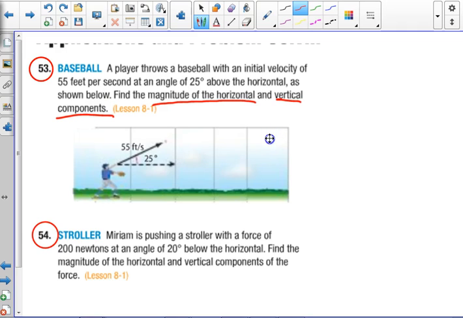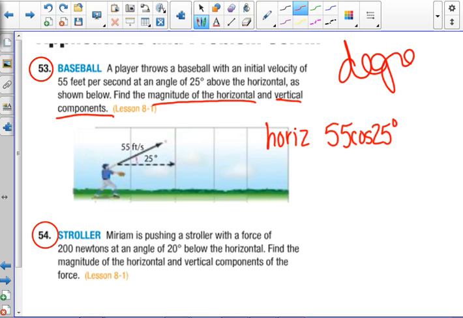So which one is horizontal? 55 cosine of 25. What mode should our calculator be in? Degrees. Okay, so making sure we're in degrees this time. We type 55 cosine 25, and we get 49.8 maybe? Okay, that is a magnitude in and of itself. That is the magnitude that it goes to the right horizontally.